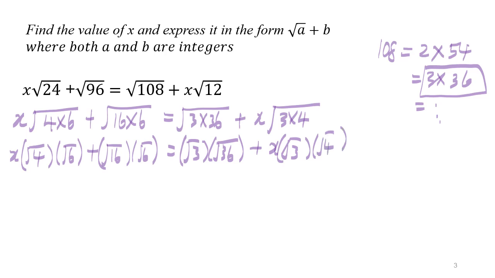Alright, so square root 4 will be 2, so they give us 2x square root 6. Square root 16 is 4, so 4 square root 6. Square root 36 is 6, so 6 square root 3. Square root 4 is 2, so it's 2x square root 3.